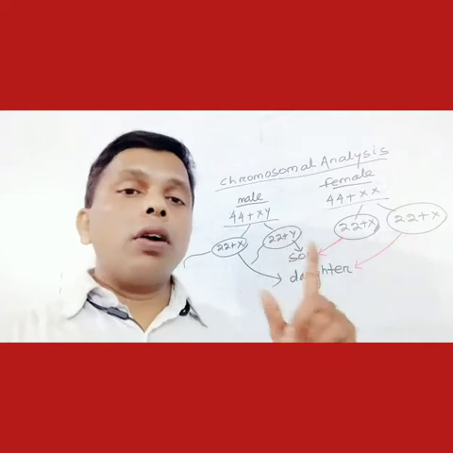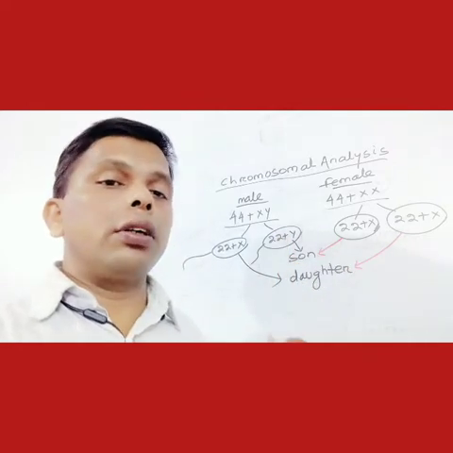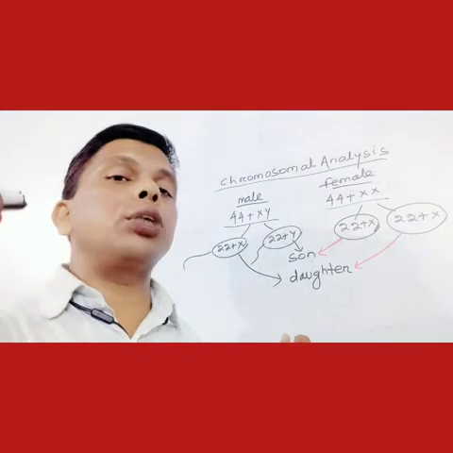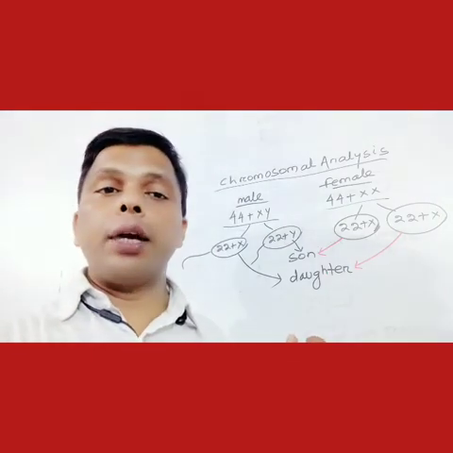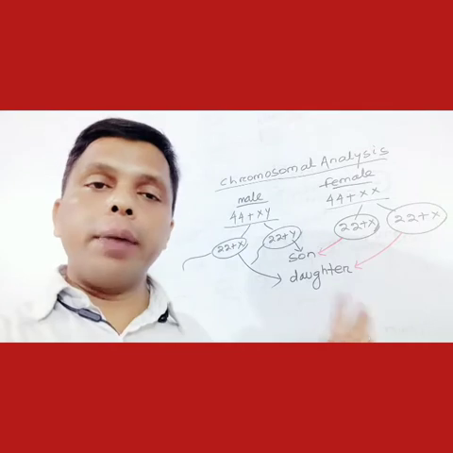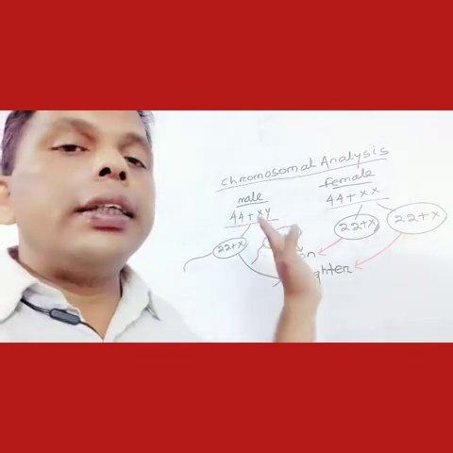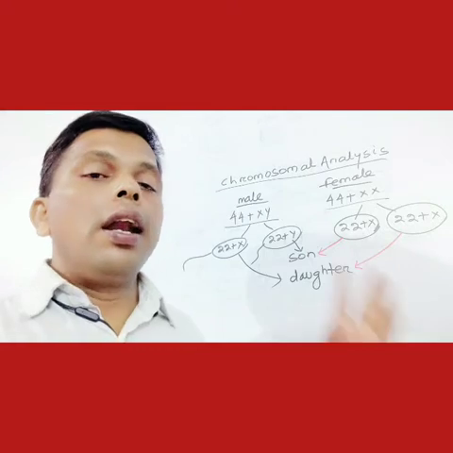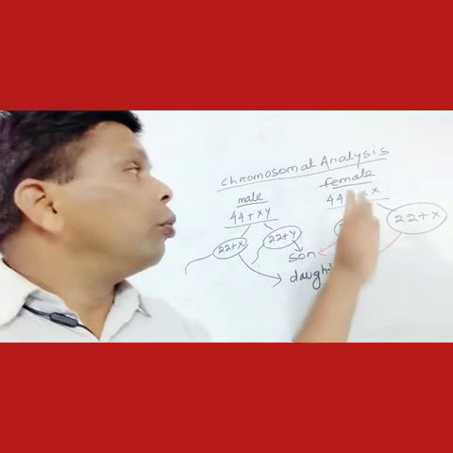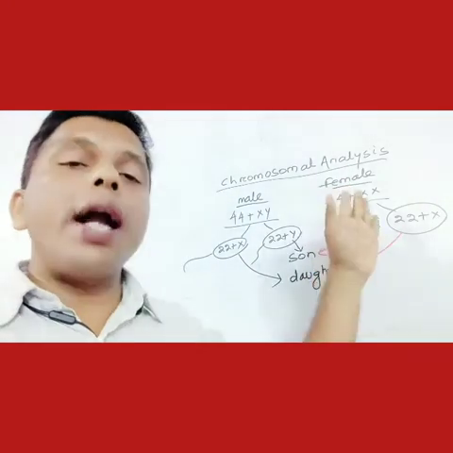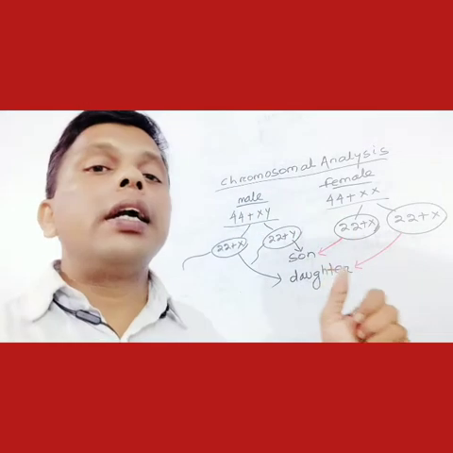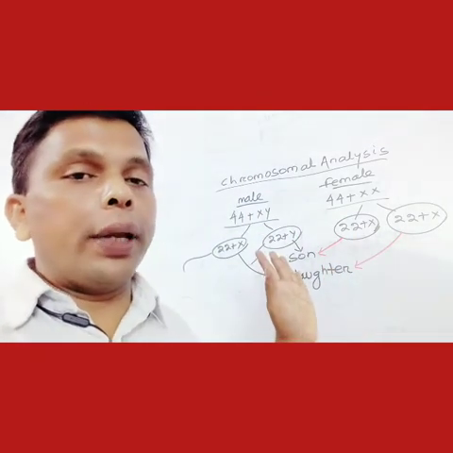When the Y chromosome carries the disorder, what happens? The disorder is always transmitted from father to son, that means from male to male. Okay, it is all about the analysis of chromosomes. Let's find out the pattern of what type of disorder it is, and how to find out the type of disorder in the pattern of inheritance.